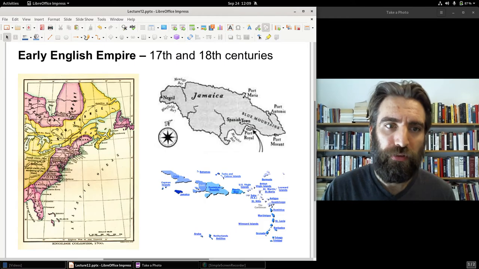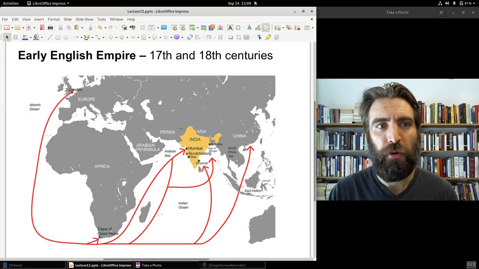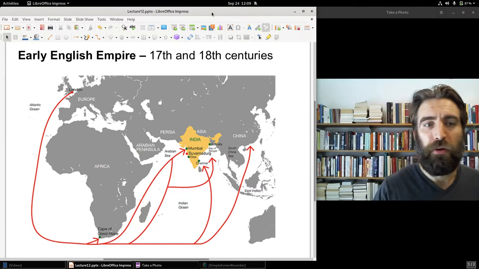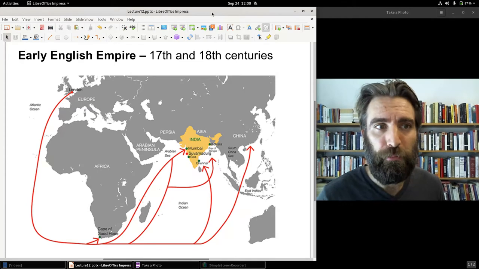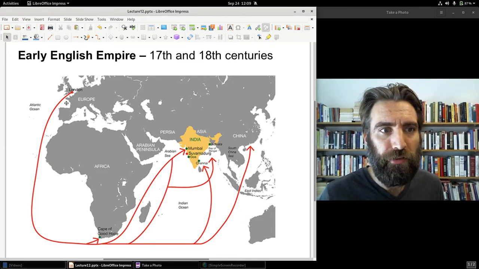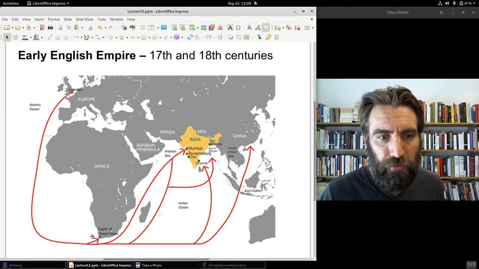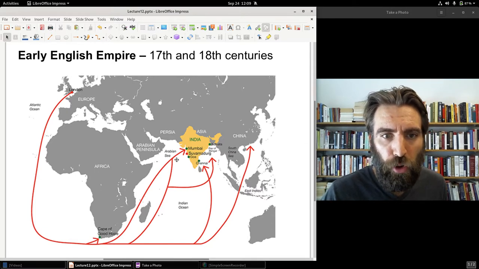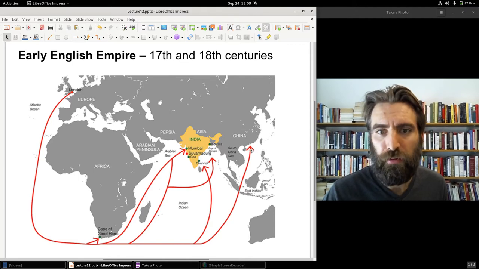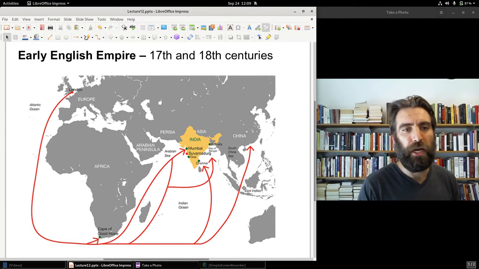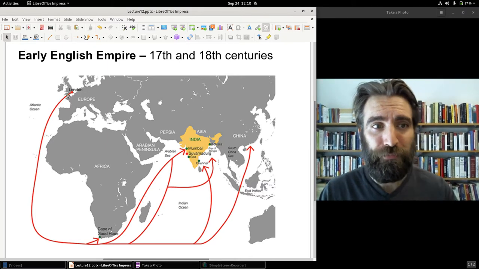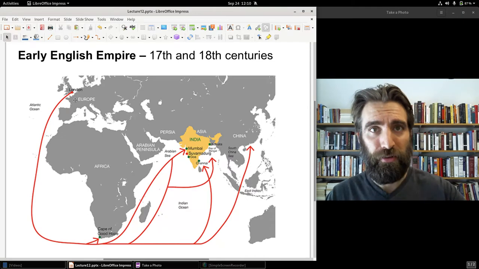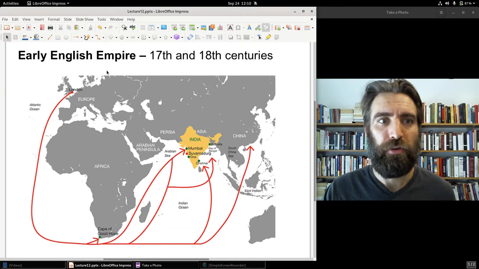So the Atlantic was central to this early English empire, but also, as I noted in part A of this lecture, the English East India Company as well. The East India Company was involved in going around the Cape of Good Hope and then trading in various areas in India and a more limited trade in China, bringing them back to London and then re-exporting those goods to various European countries.